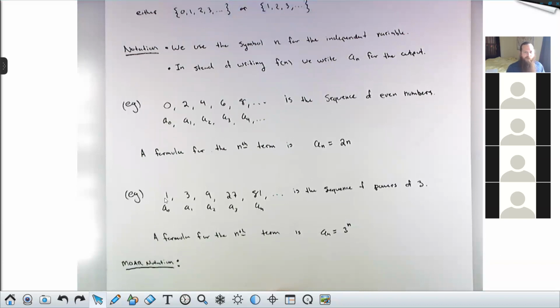In general, when I write down a sequence, like if I just tell you a_n equals 3 to the n, unless I tell you where n starts, that doesn't completely determine the sequence. If I just tell you a_n equals 3 to the n, and I don't tell you that n starts at 0, you might think that that sequence is just 3, 9, 27, 81, and so on. You might miss the 1.